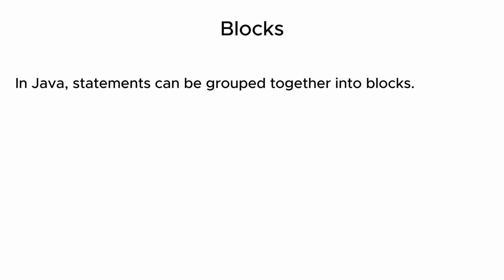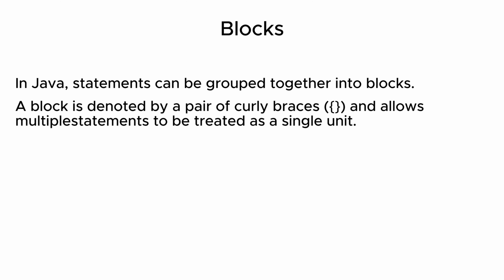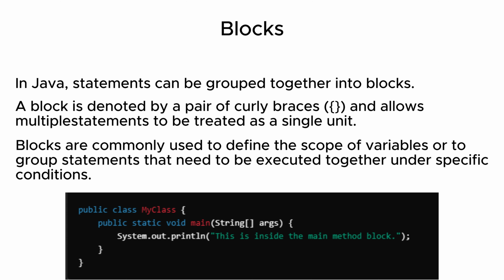Now blocks. In Java, statements can be grouped together into blocks. A block is denoted by a pair of curly braces, and allows multiple statements to be treated as a single unit. Blocks are commonly used to define the scope of variables or to group statements that need to be executed together under specific conditions.